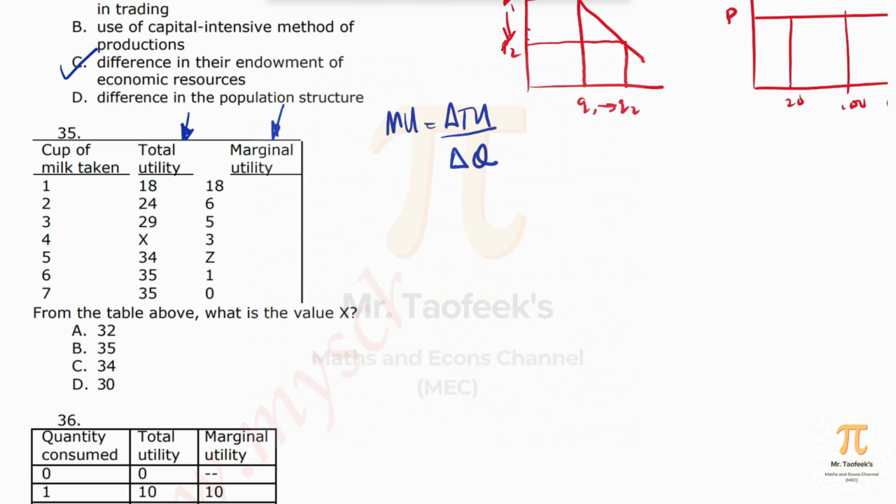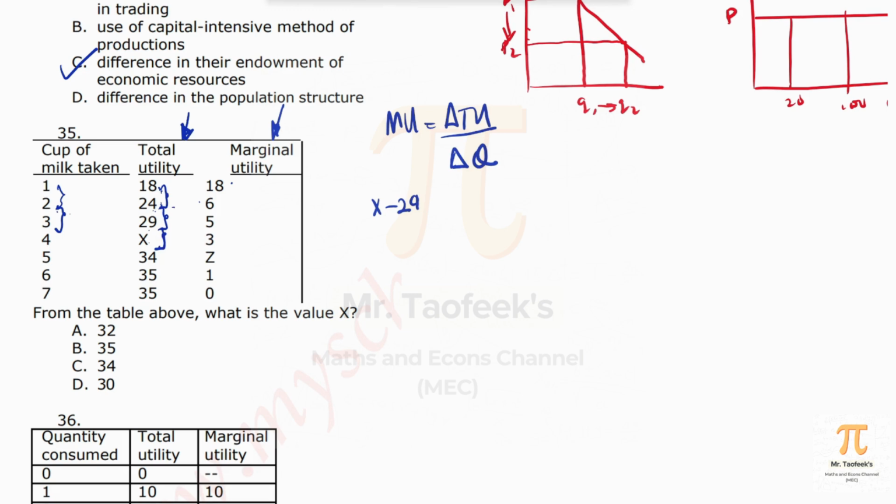So remember, your marginal utility is basically the change in total utility over the change in what? The quantity taken, right? So they're asking for X. What we know is that the first total utility is the same as the marginal utility. The next one is 24 minus 18, which is 6, over the change in quantity, which is 1, so 6. The next one, 29 minus 24, is 5, divided by the change in quantity, which is 1. Then the next one, to find X, we take away 29.